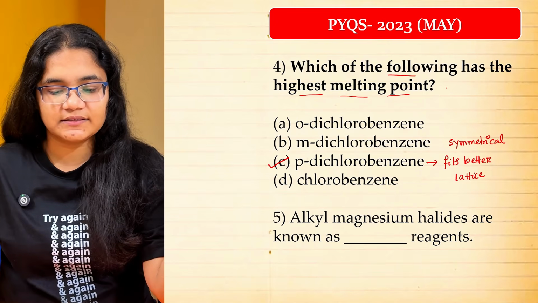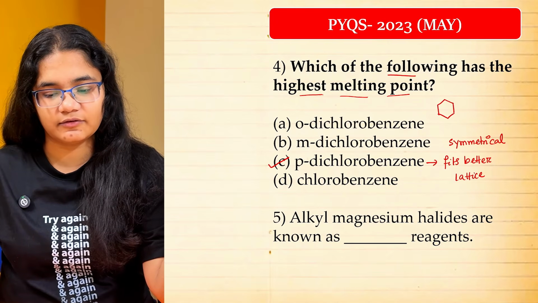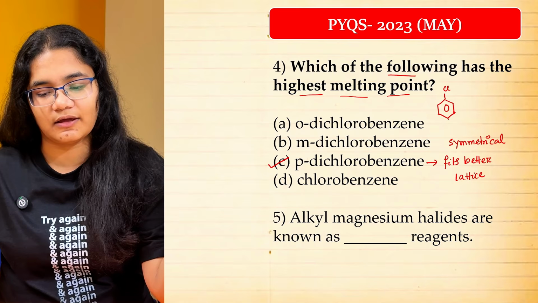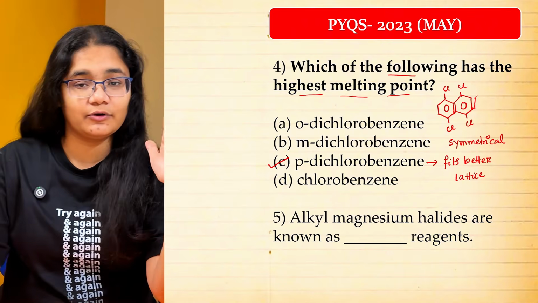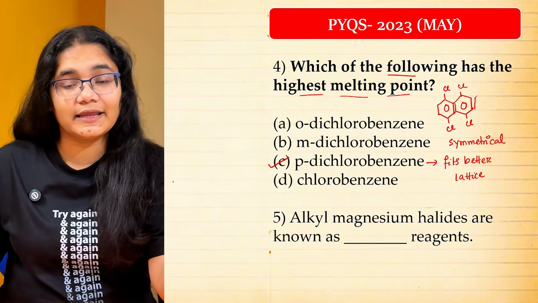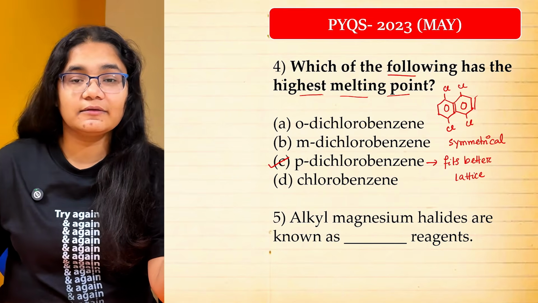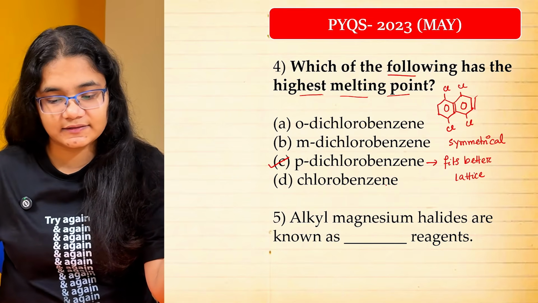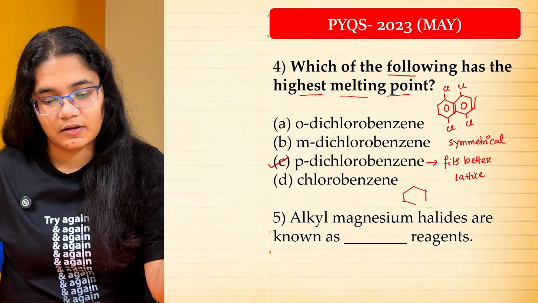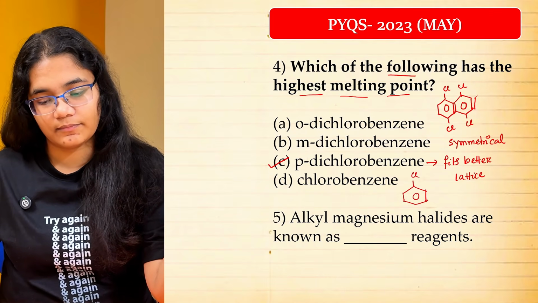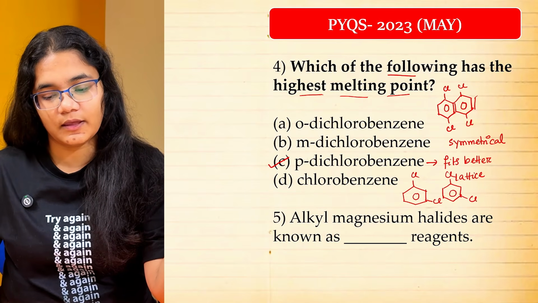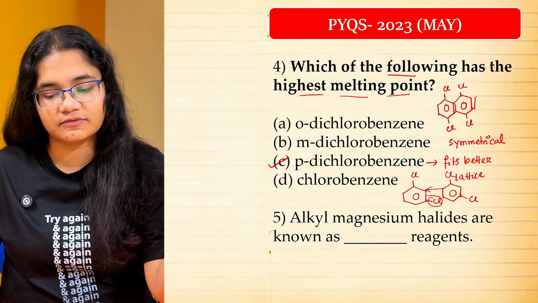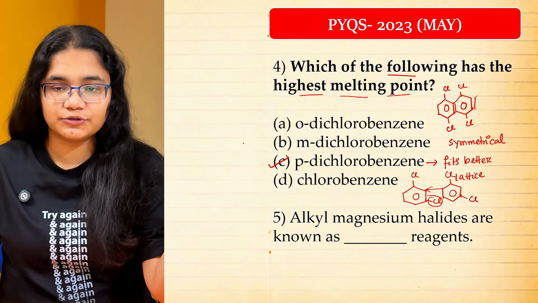Now let's understand. If you have para-dichlorobenzene, the structure is like this. You have a chlorine here, you have a chlorine here, and another para-dichlorobenzene can be present here, and we can pack them very close to each other. But when you have meta-dichlorobenzene or ortho-dichlorobenzene, the bonds are present like this. For meta, we have a structure like this, and another meta has a structure like this. Now it is very difficult to pack them because of the structure, which is not symmetrical. So that is option number B here.